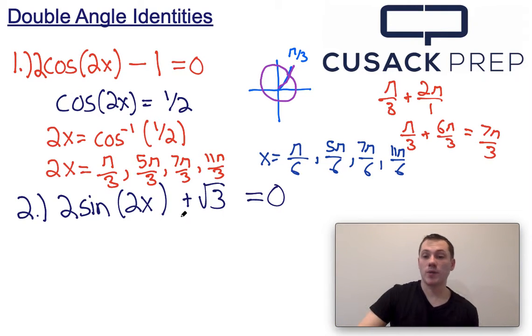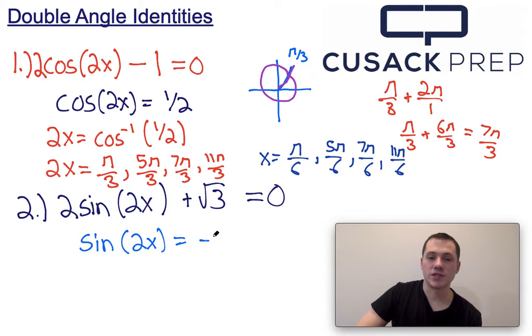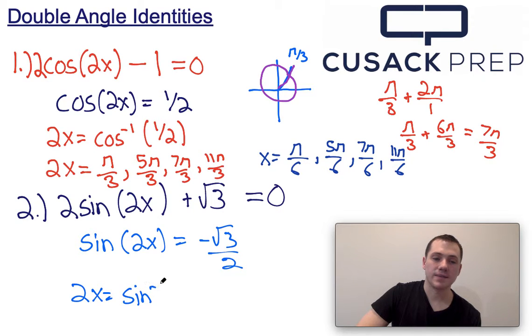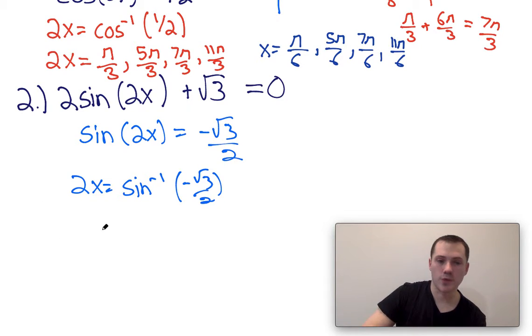Second problem, I'm going to do a little bit quicker. It's the same idea. We're going to subtract root 3 over to the other side, so we're going to have sine of 2x. Divide both sides by 2 equals negative root 3 over 2. Same thing as before, we're going to do the inverse sine of negative root 3 over 2. If you know your unit circle values well, you're going to know that sine is negative in the third quadrant and the fourth quadrant. Root 3 over 2 corresponds to pi over 3.